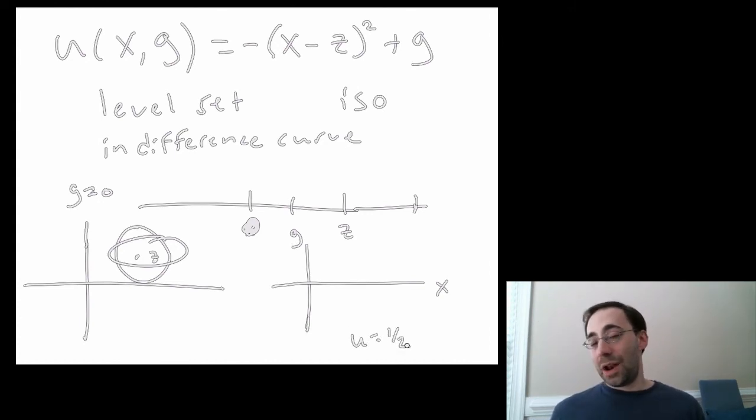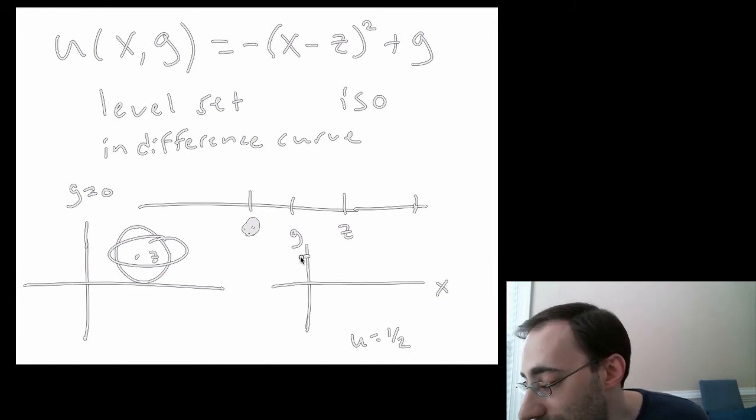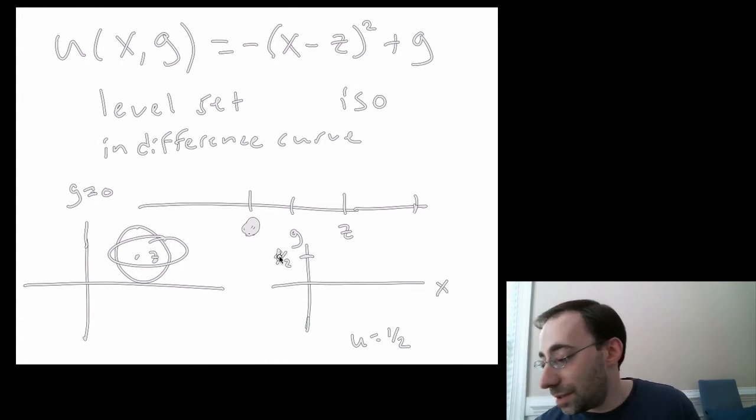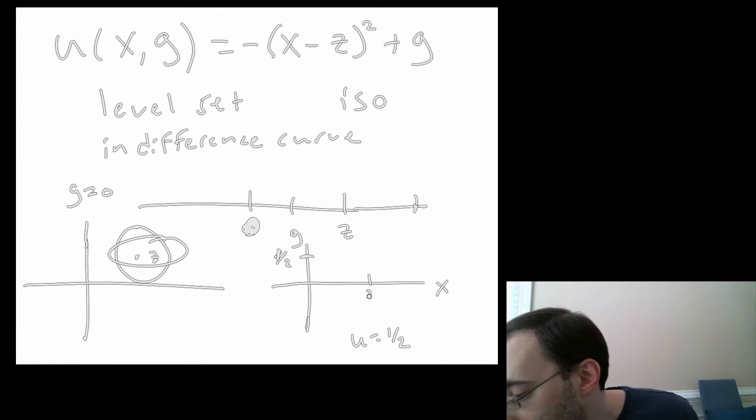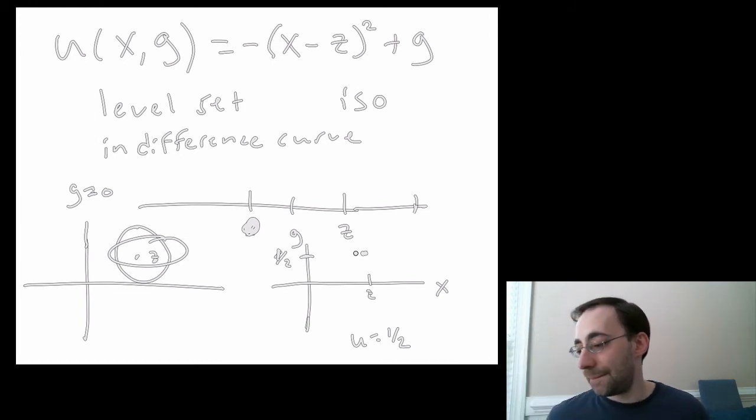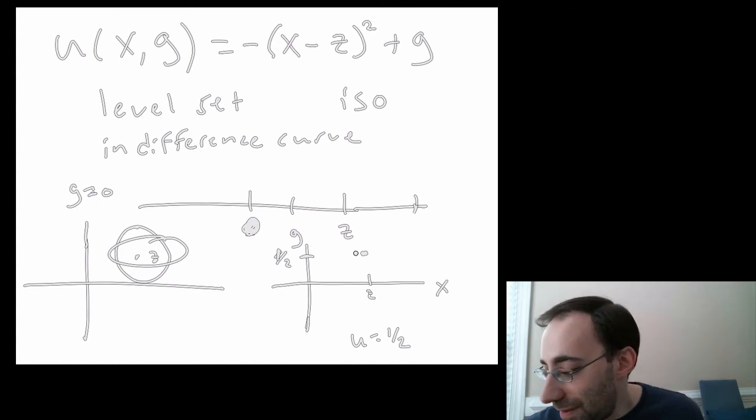Well, how do we get 1/2? One possibility is if g is a half, that's up here, say, and x equals z. So if this were z down here, then if x equals z and g equals a half, you get a half. I should probably have left room there.